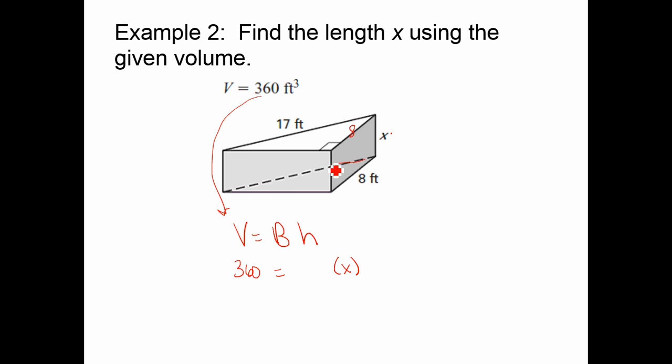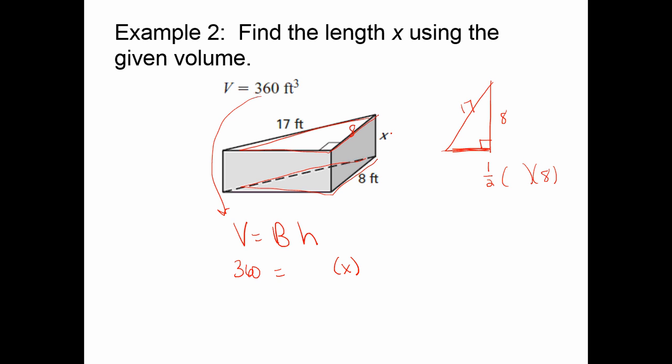So we need to find the area of the base. The base is this triangle or this triangle. They're both the same. Notice it's a right triangle. And this would be 8, this is 17. So in order to find the area of a triangle, I do 1/2 the base of the triangle, oops, I don't know it, right, times the height of the triangle.